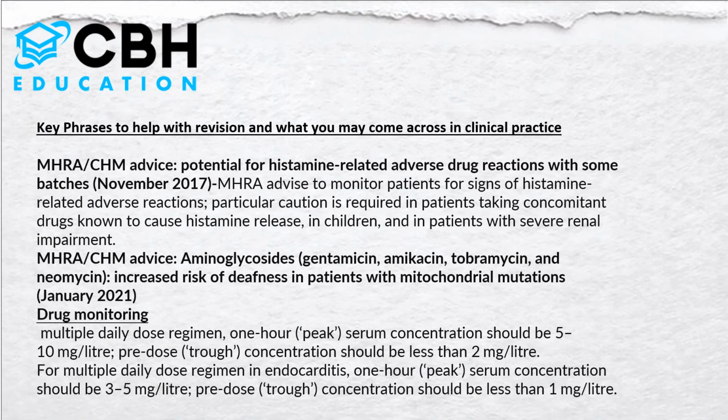Now, another aspect is making sure you understand the serum concentrations as well. So the multiple dose regime should be 5 to 10 micrograms per liter, and the pre-dose trough should be 2 milligrams per liter, and then looking at the indications as well, like for endocarditis. So this is really, really important here with the therapeutic drug monitoring. And if you do get a question, you've got to find this information in the SPC as well.